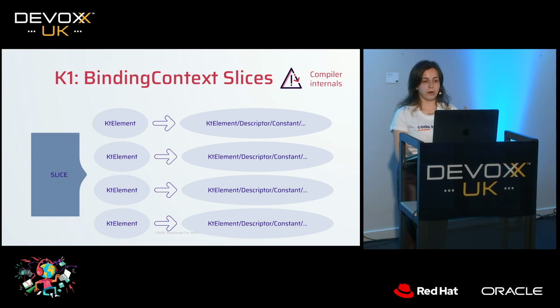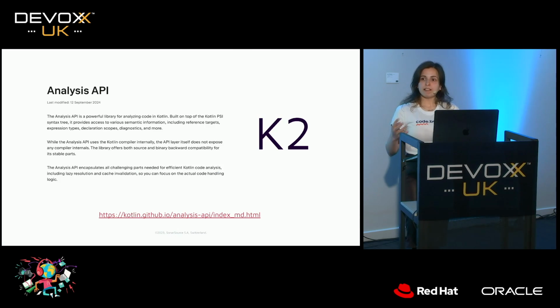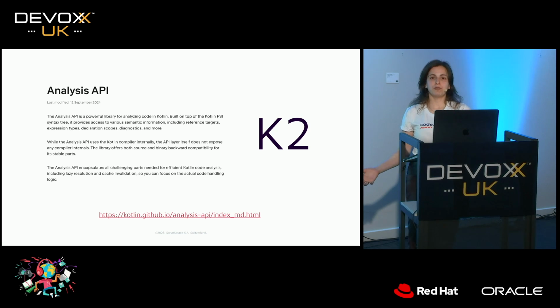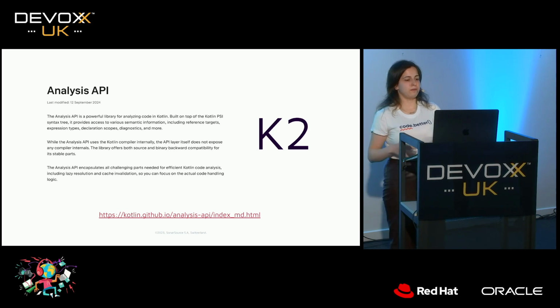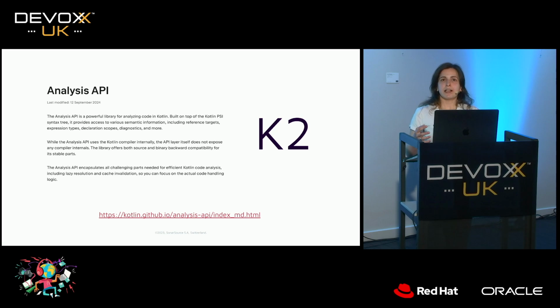Then, what happened with K2? With K2, JetBrains and Kotlin creators decided that, okay, probably it's nice that we are not just allowing people to use our internals, but let's create an API for static analyzers, for plugins, for any other use case who want to integrate with us. So let's have something that will be more official. So this is how Analysis API was created.